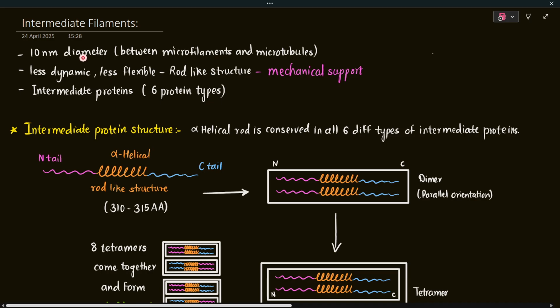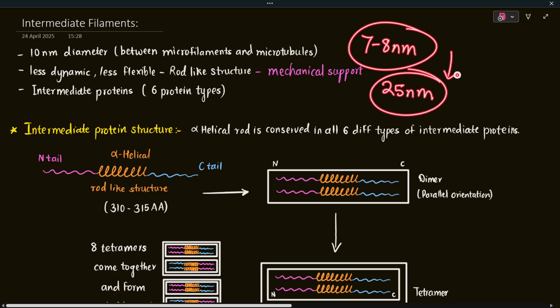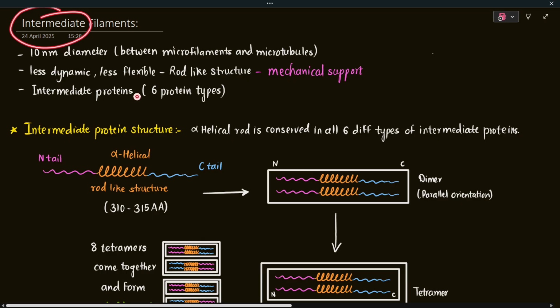They have a 10 nanometer diameter, which is intermediate in size. Actin filaments are 7 to 8 nanometers in diameter, while microtubules are 25 nanometers in diameter. So the size of intermediate filaments lies in between, and that is also a reason to call them intermediate filaments.